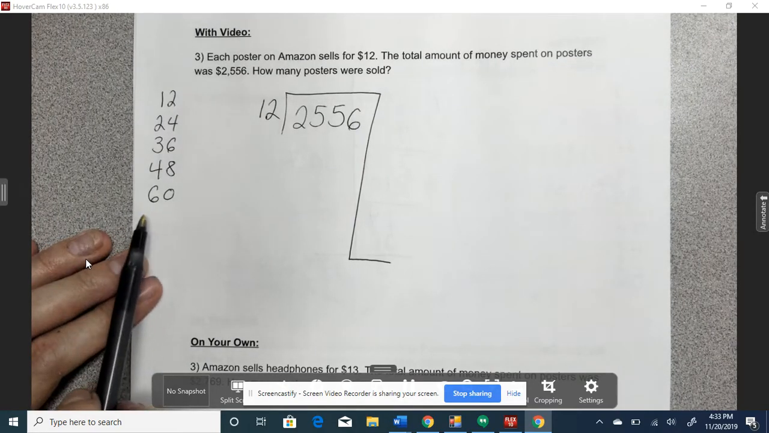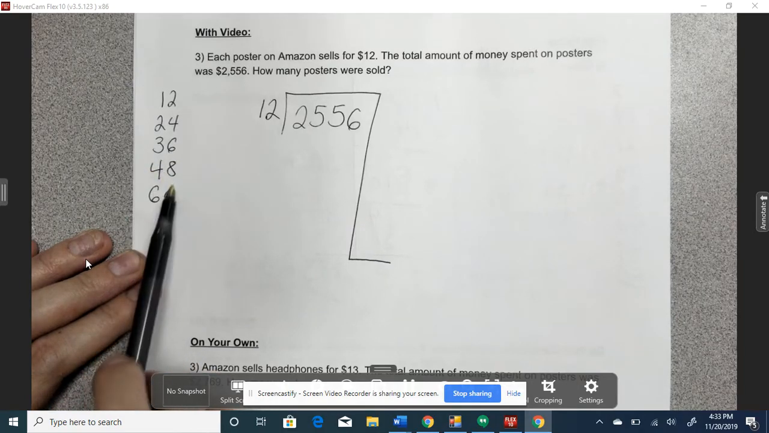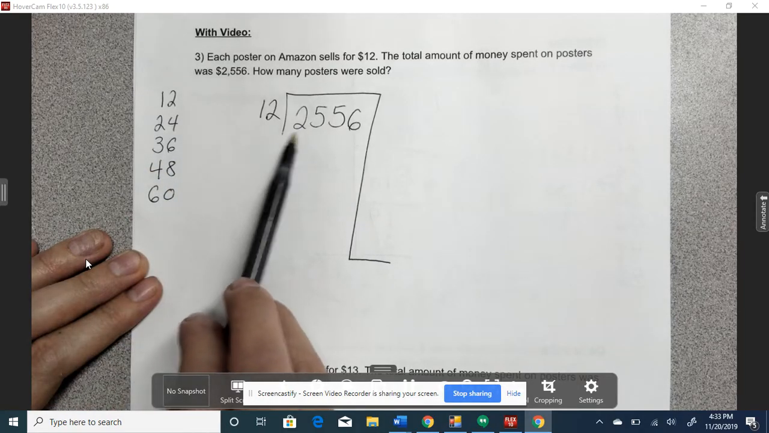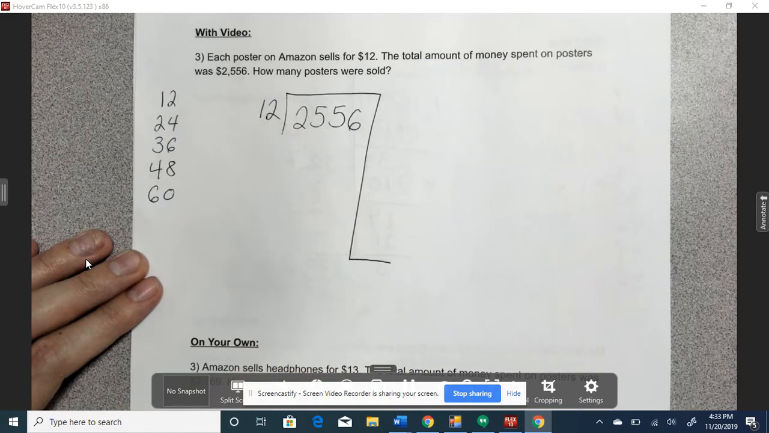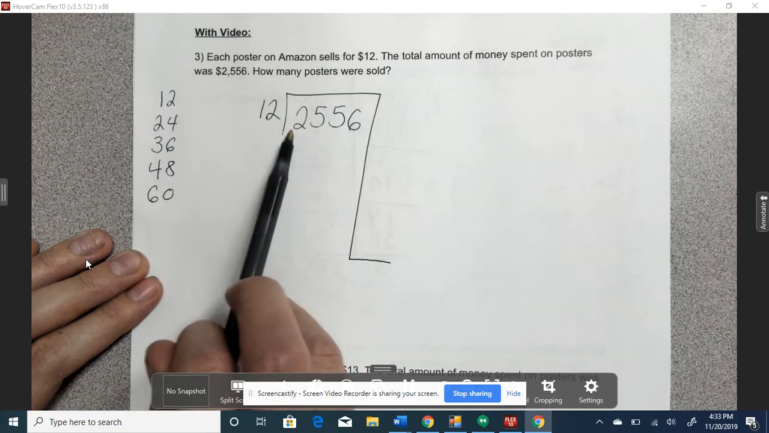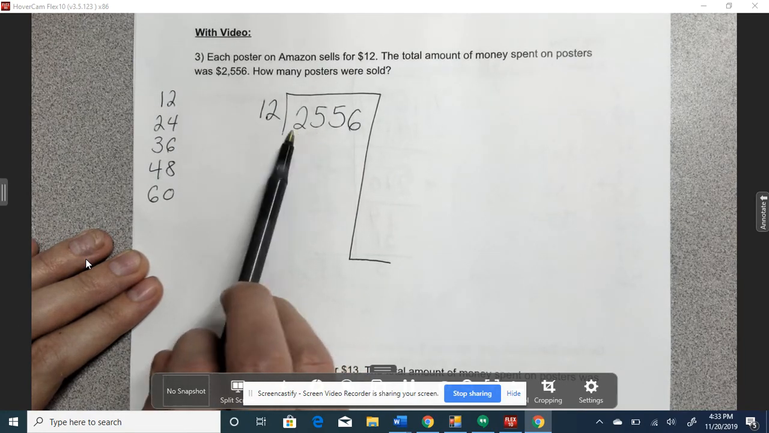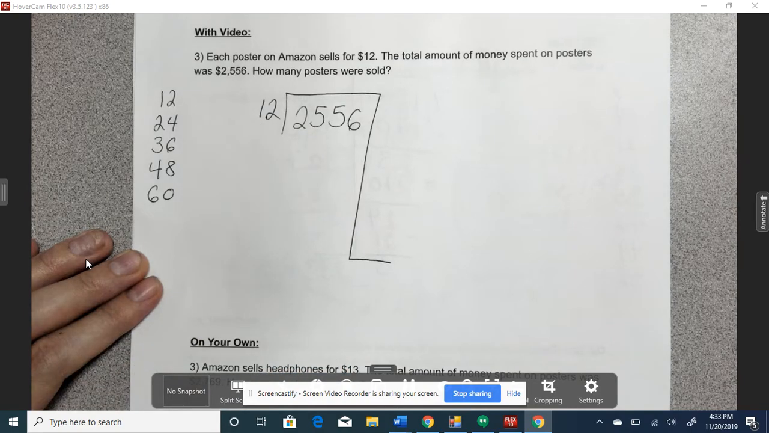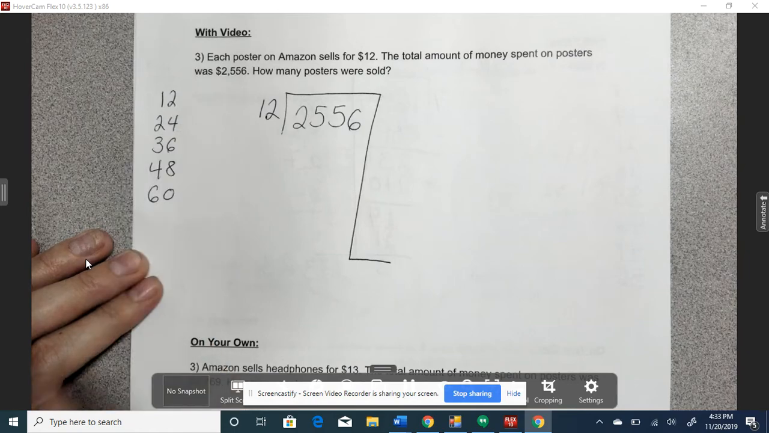If you aren't sure what 12 times 5 is, like some of those higher ones, just add 12 to the number beforehand. So let's see, we have 2,000 blocks. Well, we can't split 2,000 blocks between 12 groups. So I'm going to look at my hundreds. We have 25 hundreds. Well, I can split 25 hundreds blocks into 12 groups. I'm going to look at my multiples. I see 24 is my closest multiple that doesn't go over 25.